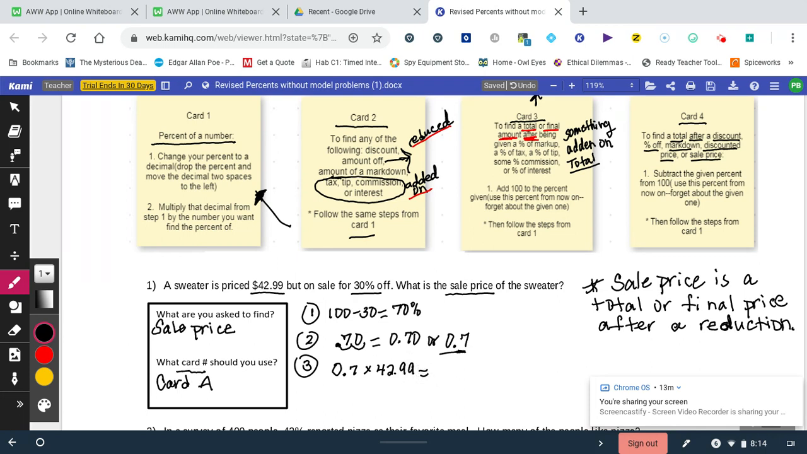Okay, let's see what that equals. And you can use your calculator. 7/10 times $42.99. So you end up with something that looks like this. That doesn't look like money. So to make it look like money, we round to the nearest cent, which is the nearest hundredth. That 3 tells that 9 to stay the same. So we're looking at a $30.09 sale price.